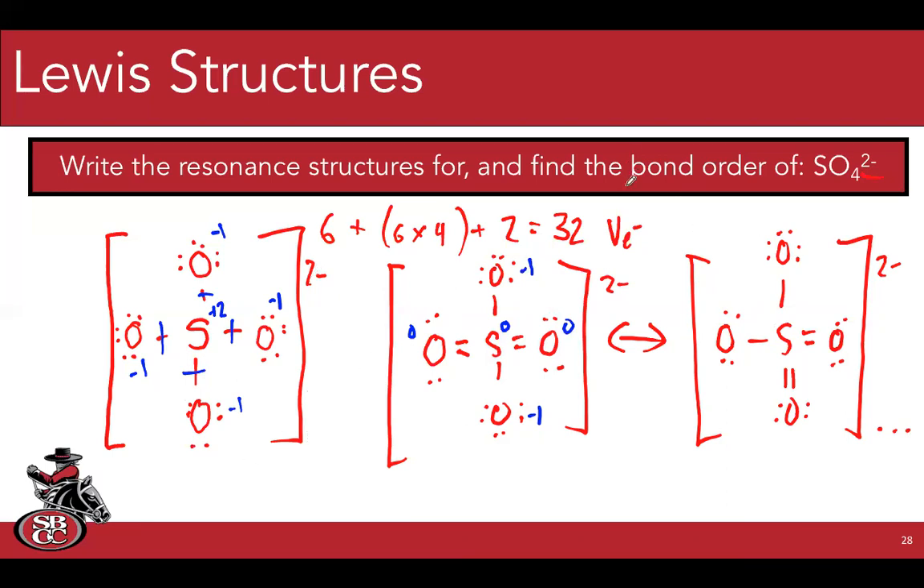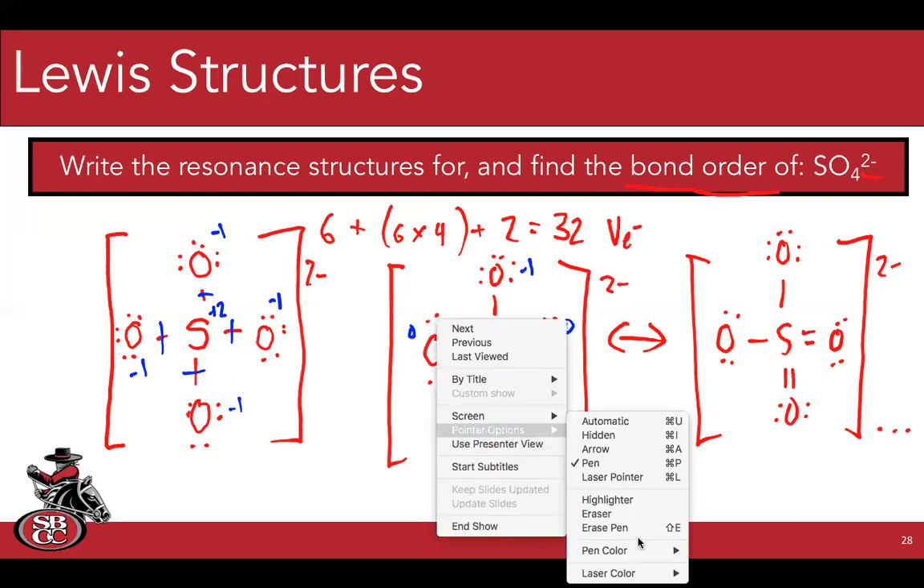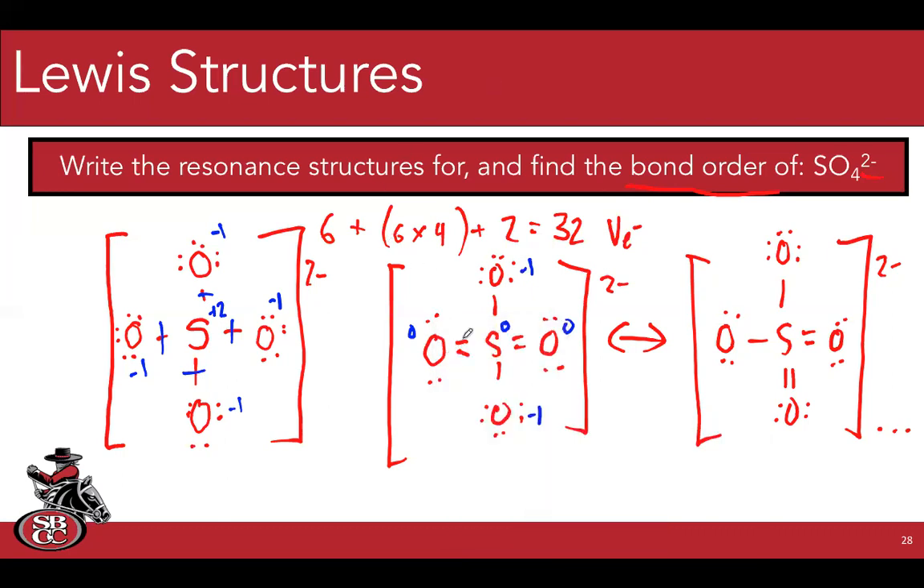The other thing that we're asked to do is find the bond order, right? So there are, let's see, I'm all about colors tonight. So we have 1, 2, 3, 4, 5, 6 bonds and 1, 2, 3, 4 bonding regions. So the bond order, BO for short, is 6 bonds over 4 regions, which gives a bond order of 1.5.